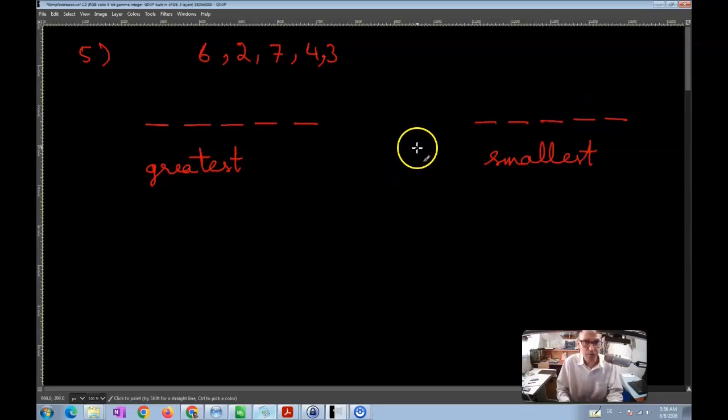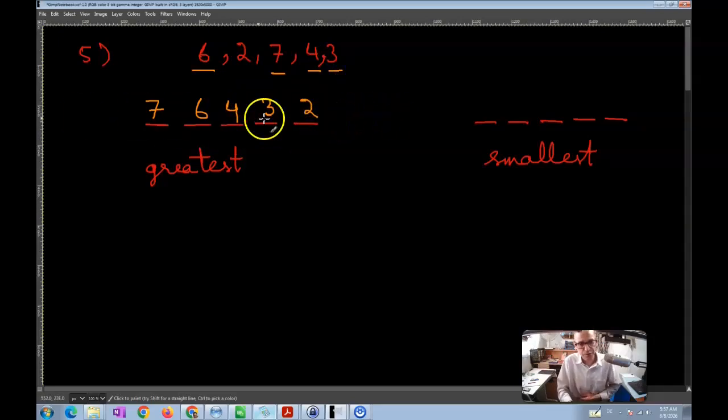So for the greatest 5-digit number that you want to make, you take the largest digit that you have, which in this case is a 7, and put it in the largest place value. So I put the 7 over here, again the largest digit in the largest place value, and so on until you get to 76,432, right?